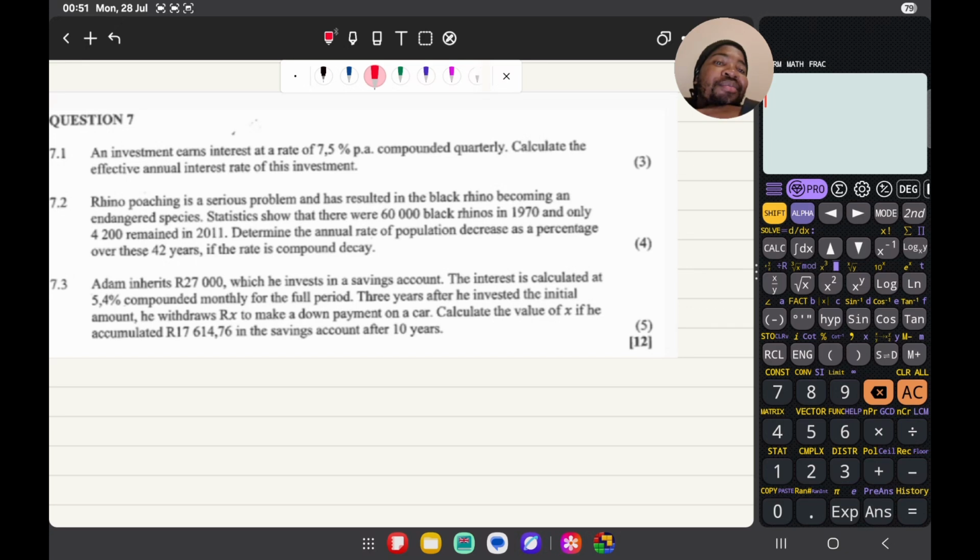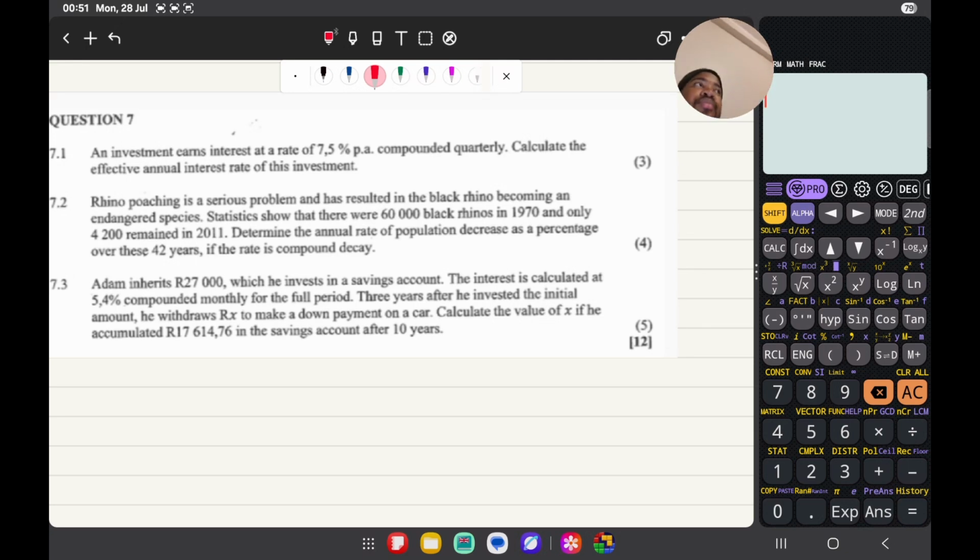Let's keep working. So we've got finance questions here. They say an investment earns an interest rate of 7.5 percent per annum, compounded quarterly. Calculate the effective rate. Calculate the effective annual interest rate. Which is the effective rate anyway?